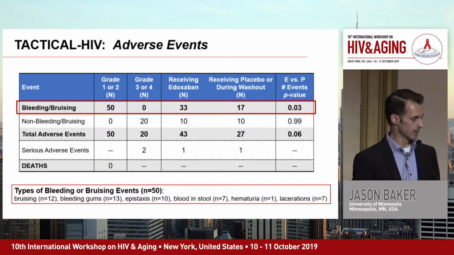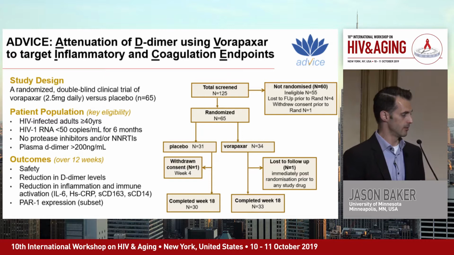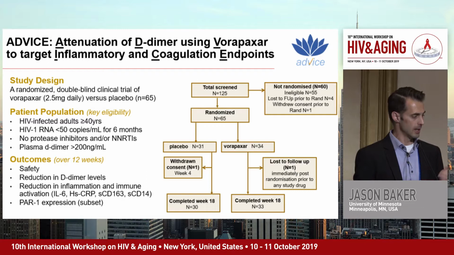And then the other study I mentioned was on vorapaxar. This is the ADVICE study. This was a straight one-to-one randomization with 12-week follow-up. Again, similar eligibility criteria with patients over 40 and suppressed virus. Here, D-dimer level had to be over 200 to get in.